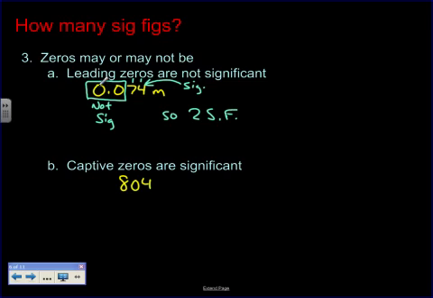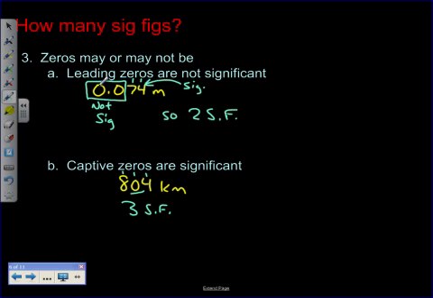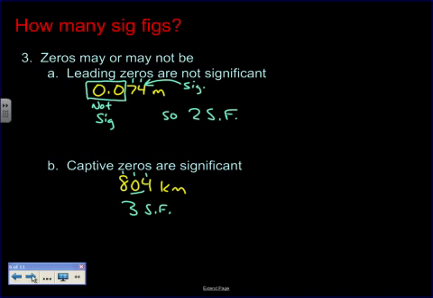The next rule is pretty easy too. If it's a captive zero, it's always significant. And what we mean by captive is that it's a zero in between numbers that we know are significant. So in particular, in between non-zeros, this 0 in 804 kilometers is in between an 8 and a 4, which are automatically significant, and so that makes the captive zero, the one in the middle, also significant. So we count them all up, and that's 3 sig figs. Okay, so those are pretty easy. That's the stuff about sig figs that's easy.